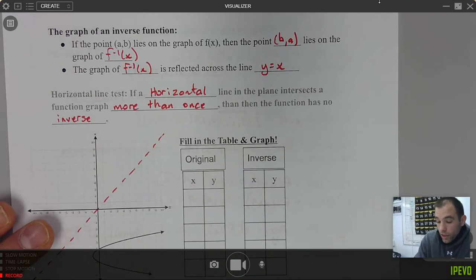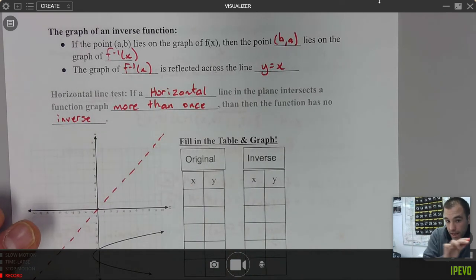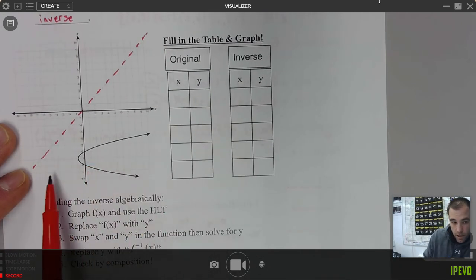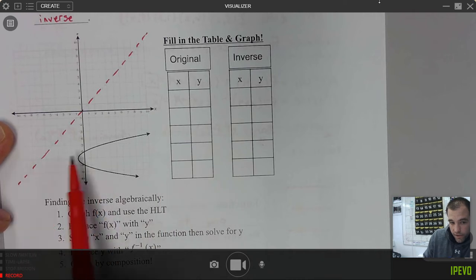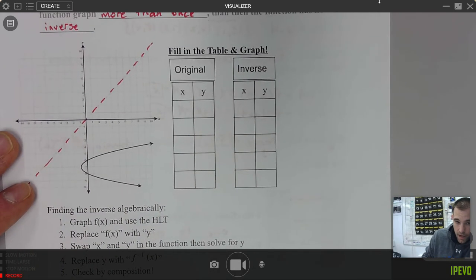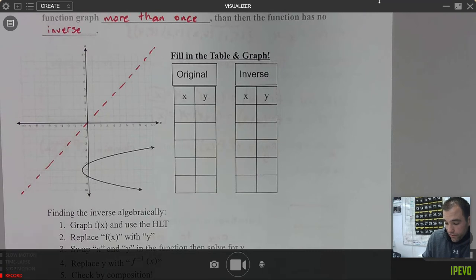So if you draw a horizontal line now that crosses more than once, then it doesn't have an inverse. For example, if I drew horizontal lines on this one anywhere I wanted, it's only going to cross the graph one time. So therefore this one does have an inverse. All right, this one absolutely has an inverse, and we are going to find it.